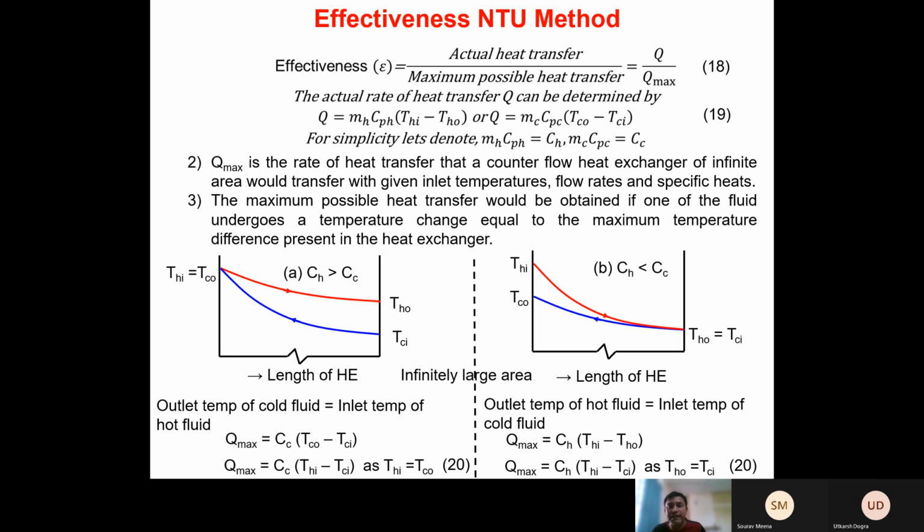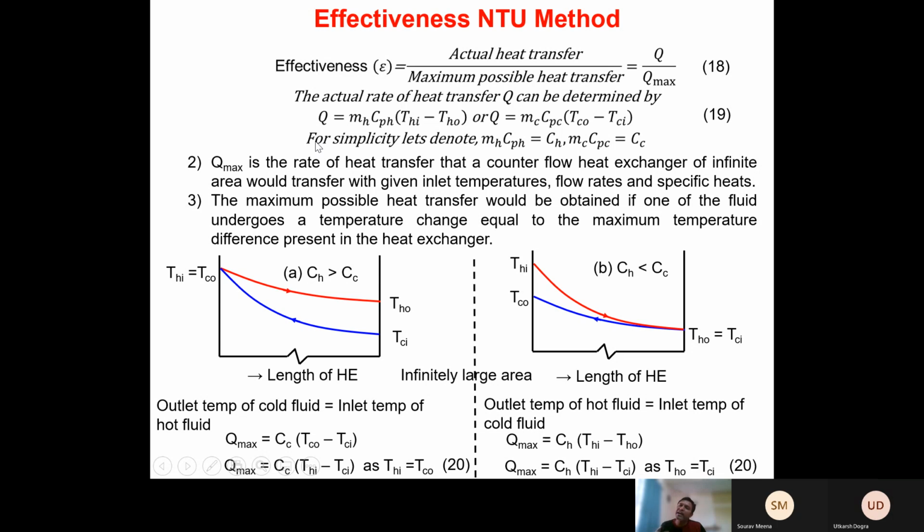which can be there in the heat exchanger. What could be the maximum temperature difference in the heat exchanger? Anybody? What could be the maximum temperature difference? TH1 minus TC1. Yes, TH1 minus TC1 will be the maximum temperature difference. Correct. Yes, absolutely.